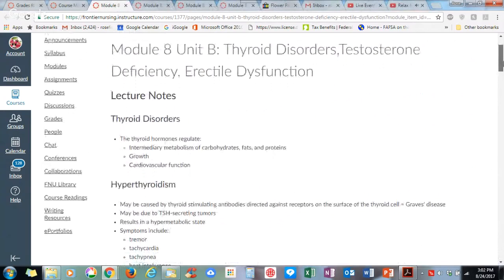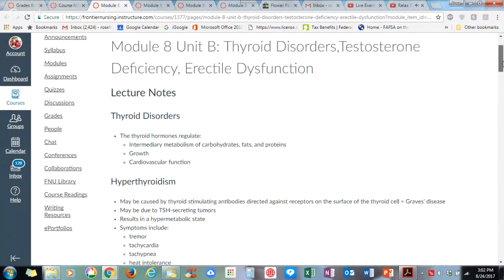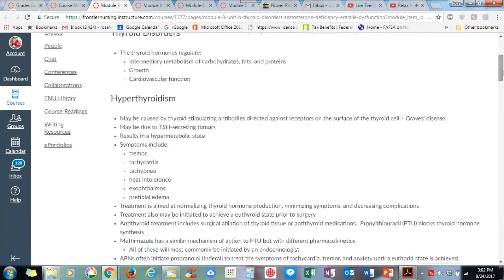Moving on to Mod Unit B, thyroid disorders, testosterone deficiency, erectile dysfunction. Thyroid disorders. The thyroid hormones regulate intermediary metabolism of carbohydrates, fats, and proteins. They regulate growth and cardiovascular function.